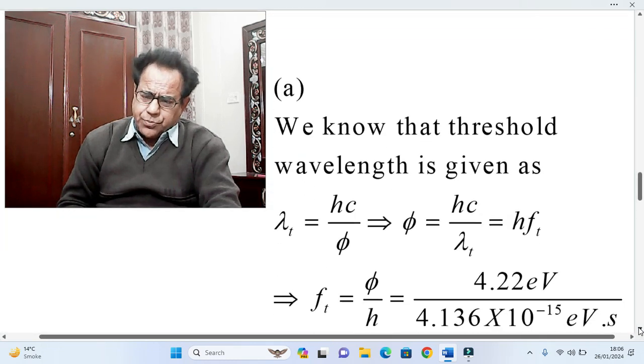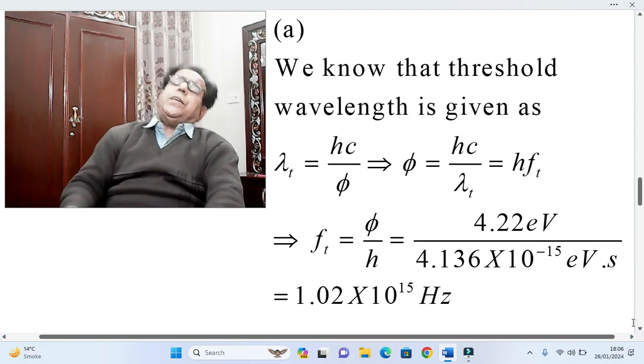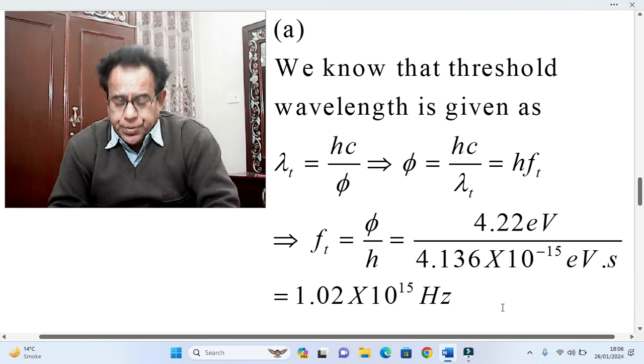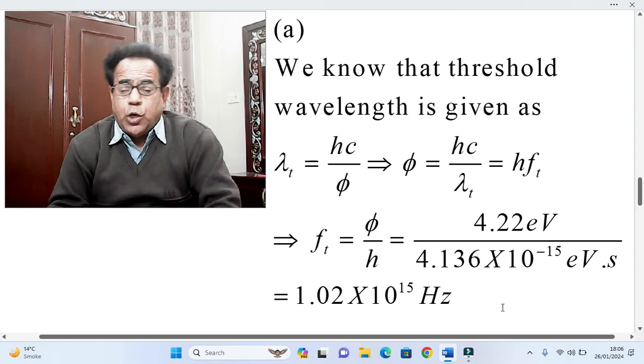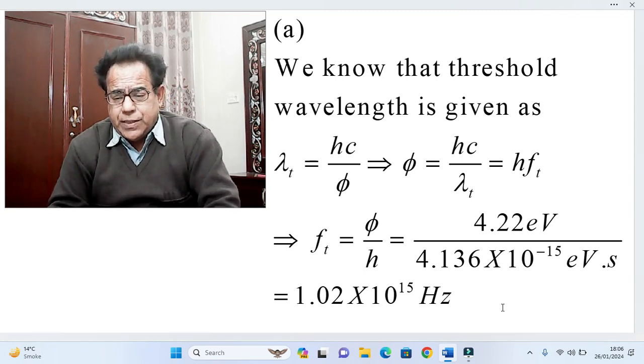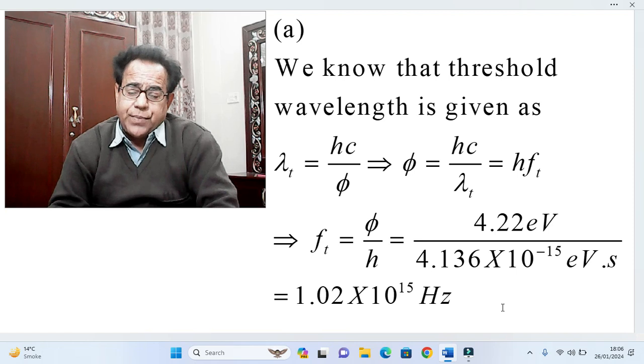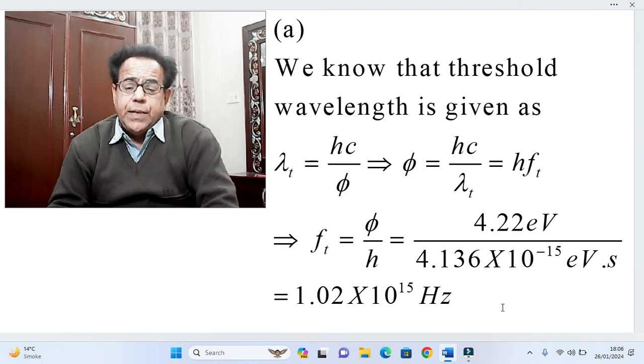So now we are going to start our solution in a formal manner. We first come towards part A. We know that threshold wavelength is given as lambda t, where t is written as a subscript of lambda and t denotes threshold.